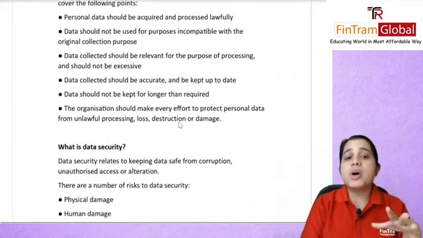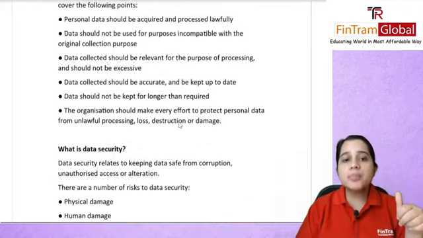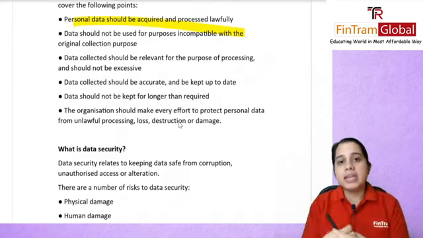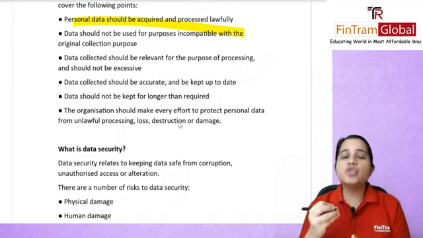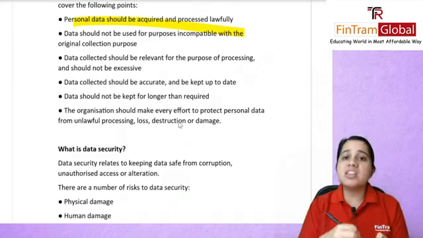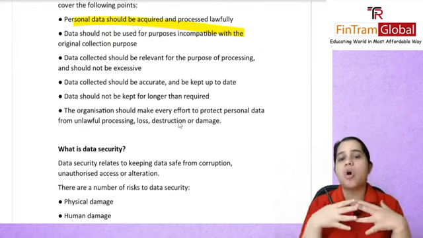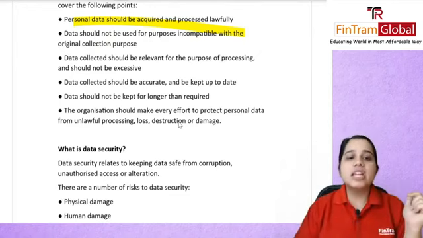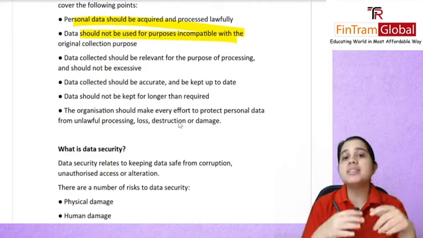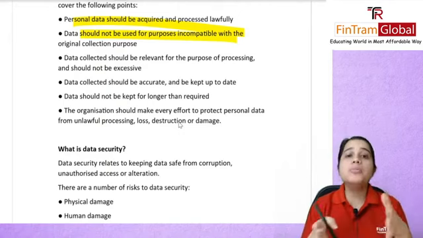That personal data should be acquired and processed lawfully. So if I am acquiring any data of an employee, I should be acquiring it lawfully. That person has given me consent that yes, I can use all of their details. This data should not be used for any purposes which are incompatible with the original purpose.